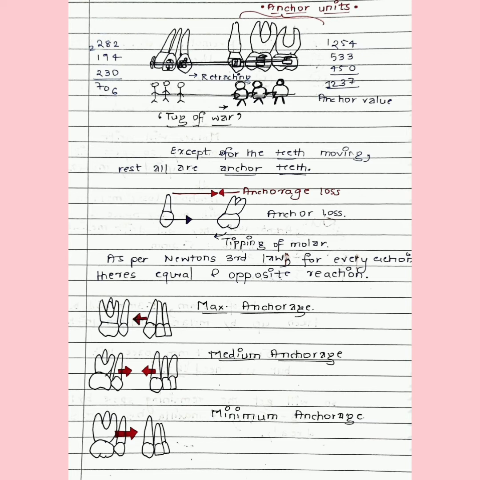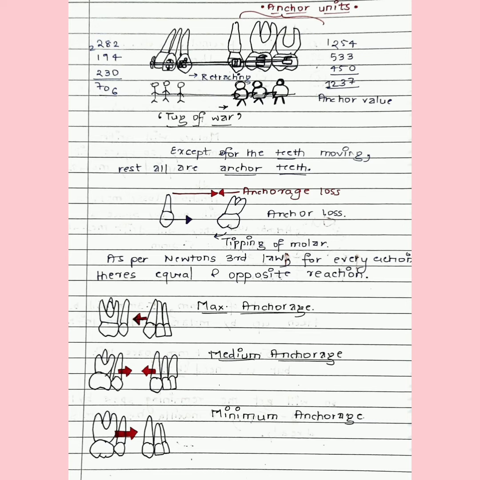You can see here that on the left side, that is on the incisor side, there are lean individuals, and on the right side there are individuals who are obese or stronger than the left side ones. Similarly, the second premolar and the molars have a large root surface area, that is, their anchor value is about 1237 when we sum them up, whereas that of the incisors and canines is just 706, and because of the larger surface area they can pull or retract the incisors and canine.